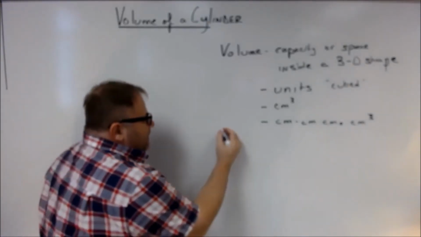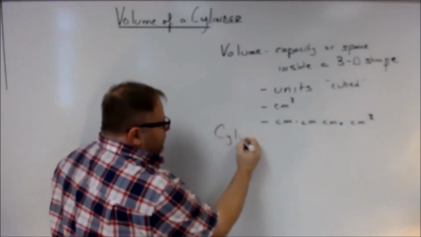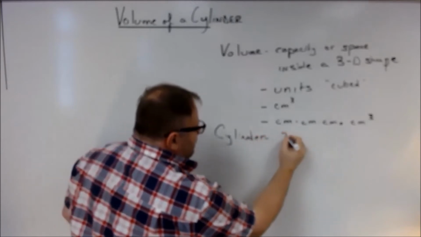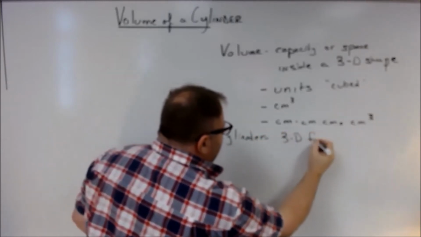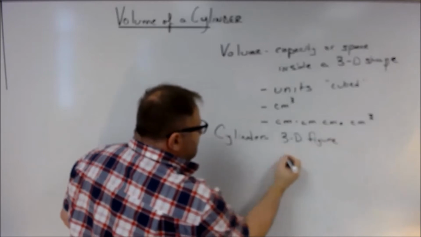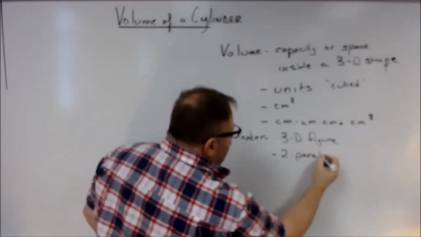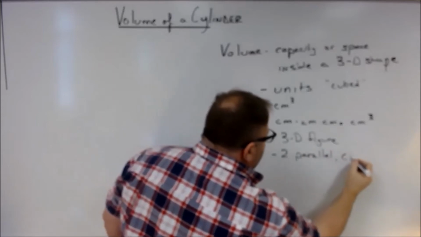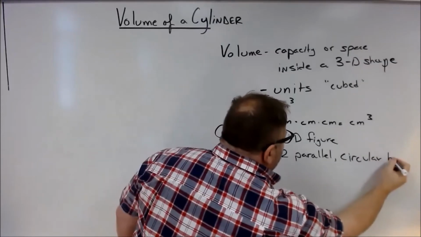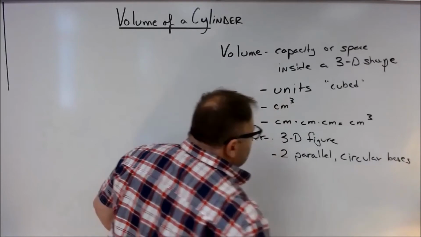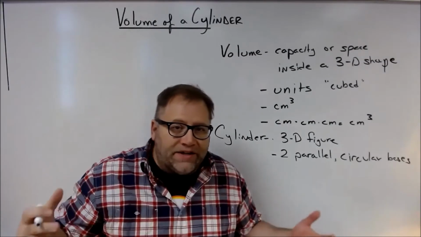So that definition then of a cylinder, right? We've got a three-dimensional figure, two parallel circular bases, of course separated by a distance.